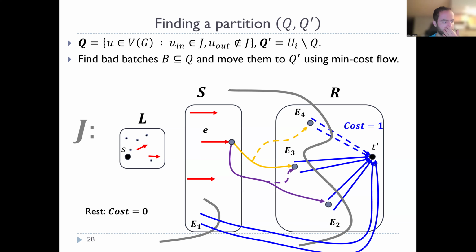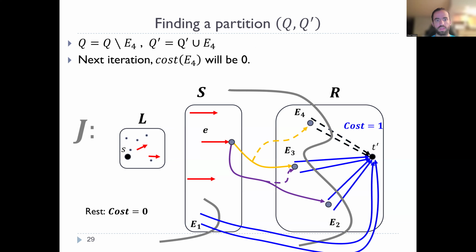Okay, so let's say in the first step, we run a minimum cost flow on this graph, and we get that the edges E4 are not used, right? And so what we do is we take the nodes corresponding to those edges, and we remove them from Q, and we add them to Q prime, right? Then in the next iteration, the cost of E4 will be 0. The cost of the rest of the blue edges will still be 1.